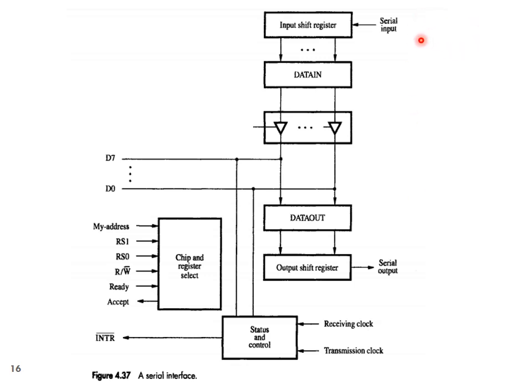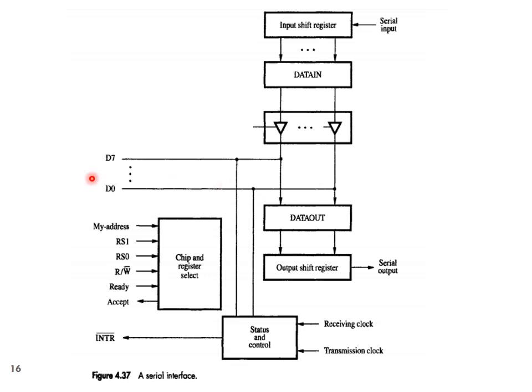Consider, for example, a serial input device over here. The data coming from the device will come one bit at a time to the input shift register. Once all the data have been received inside the input shift register, it will be converted to parallel form. That is, this register is a serial to parallel register, and that data will be supplied to the data in register. From the data in register, using the three-state drivers, the data can be sent in parallel form to the processor bus.